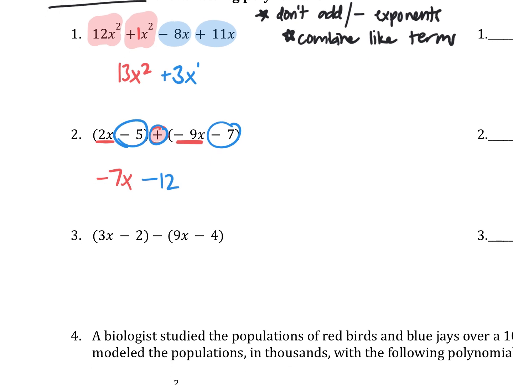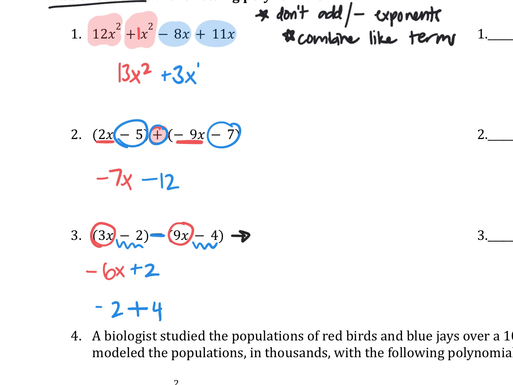Number 3, we are subtracting these two things. So I would take 3x minus 9x, which gives me negative 6x. Then I would take negative 2 minus negative 4 to give me a positive 2. Okay, negative 2 minus a negative 4, that would be like adding, so I would get positive 2 there.